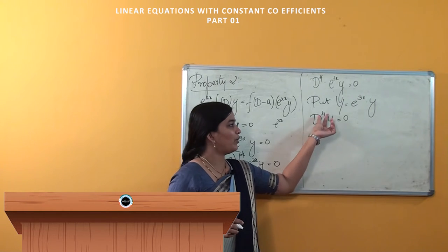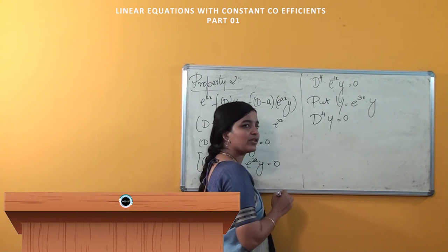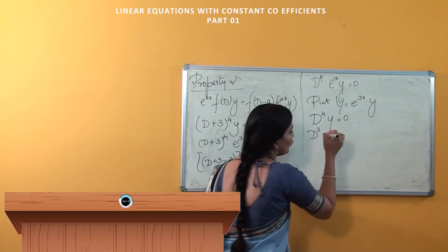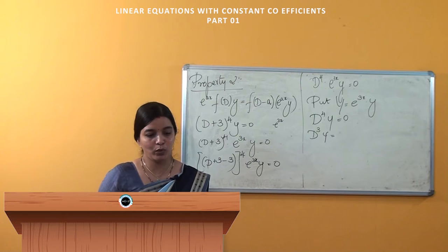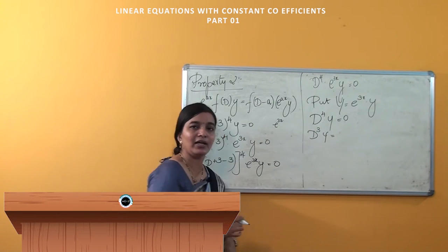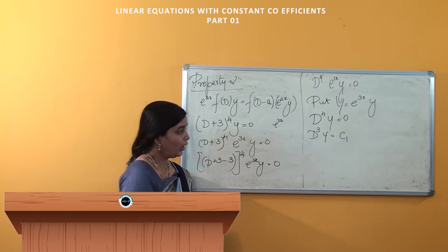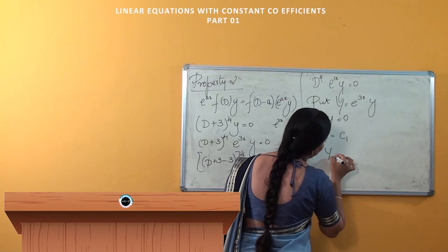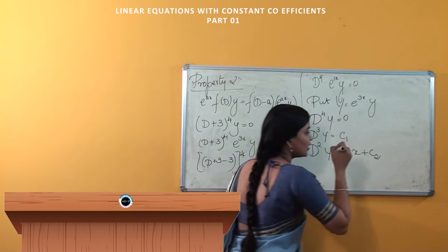Now here, since the power is 4, we'll differentiate it 4 times with respect to x. Sorry, not differentiate, you have to integrate it 4 times with respect to x. So the first time when I integrate it, I get D^3 Y = c1. Next, once again I integrate, and I'll get D^2 Y = c1 x + a constant c2.